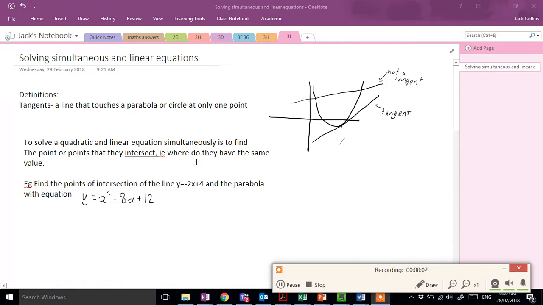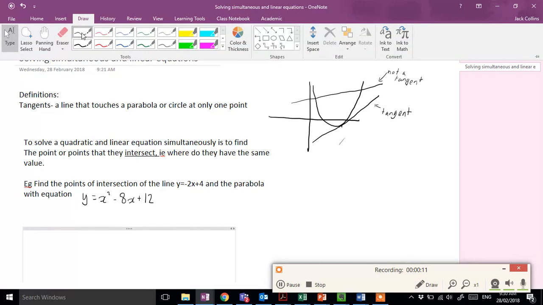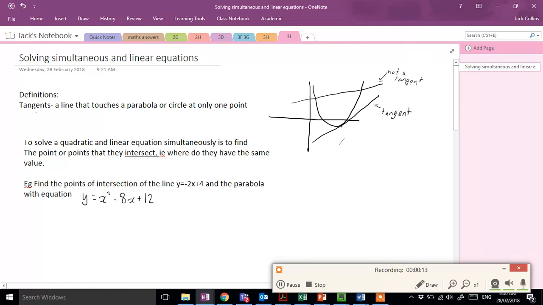Hi guys, so today we're going to look at solving simultaneous equations, but this time we're looking at solving simultaneous equations between quadratic and linear equations. So just a few quick important points that we need to know.